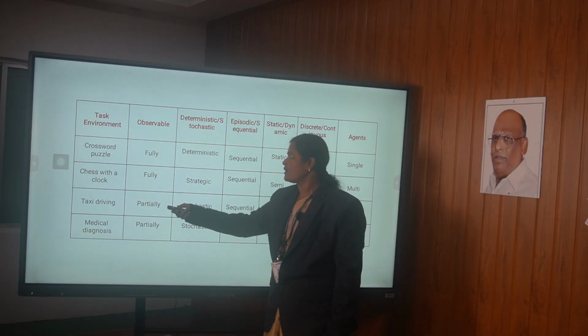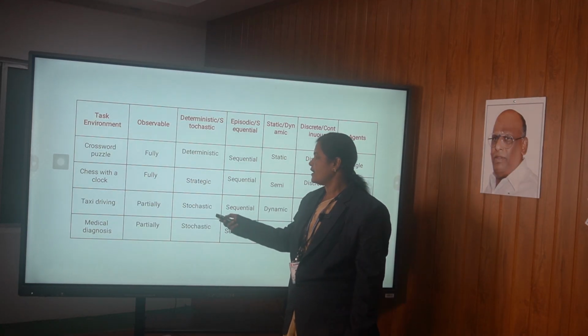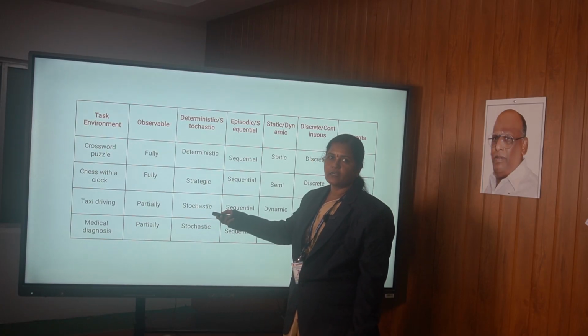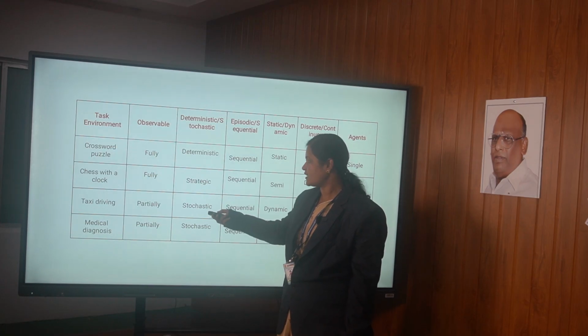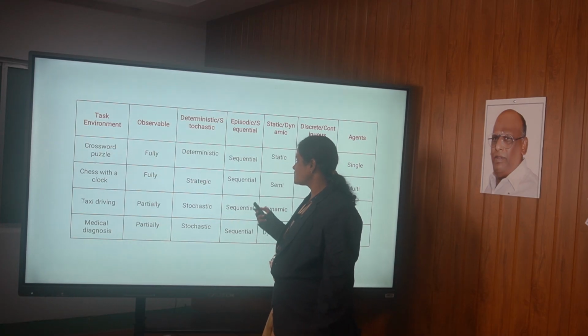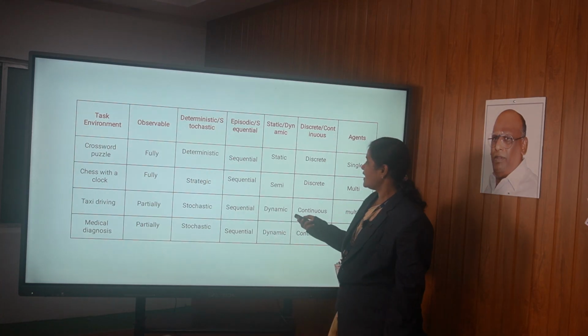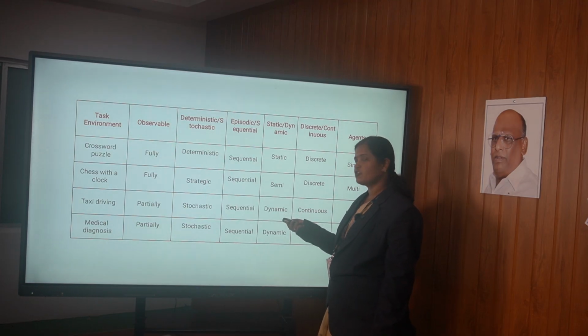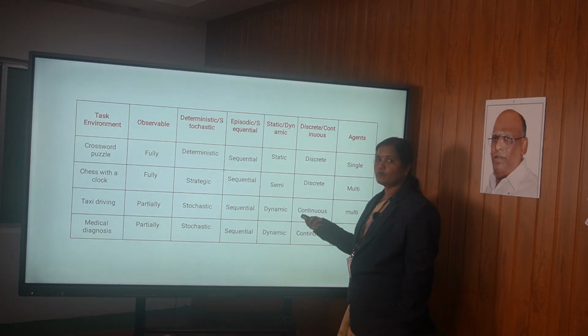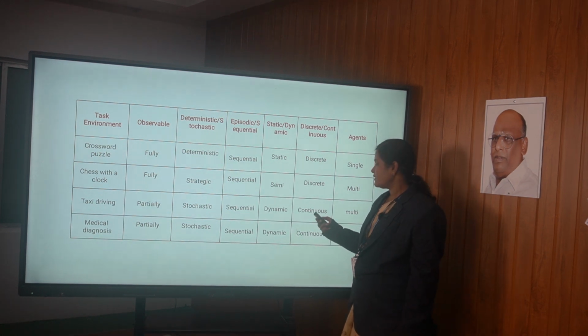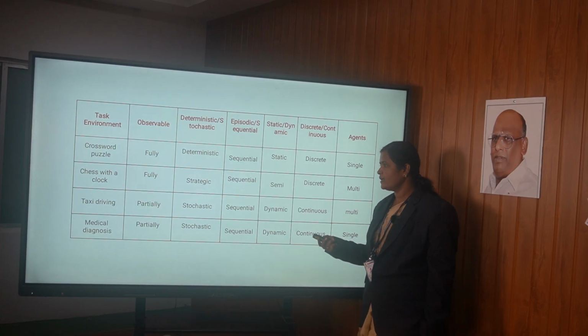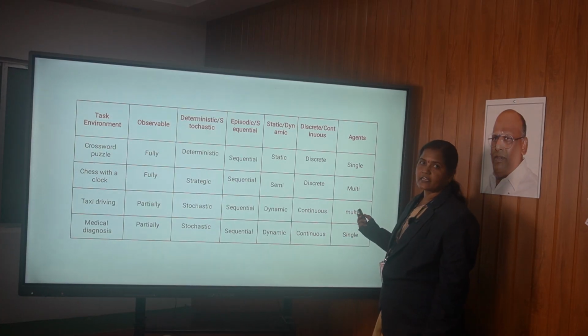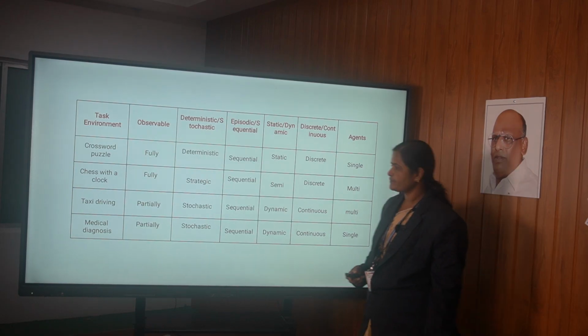Taxi driving comes under a partially observable environment, and it is stochastic because we cannot predict how the environment is changing after taking some action. It also comes under a sequential type of environment, and it is a dynamic environment because the environment is changing whenever the agent is deciding which action to be taken. And it has to monitor the environment continuously. That is why it is a continuous type of environment. More than one agent is involved. That is why it is a multi-agent environment.